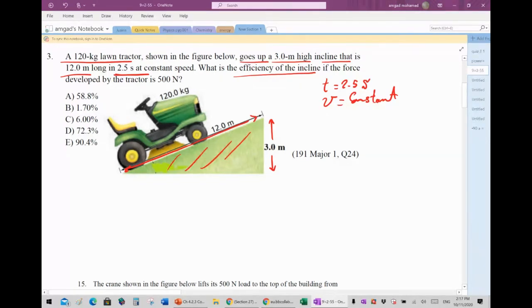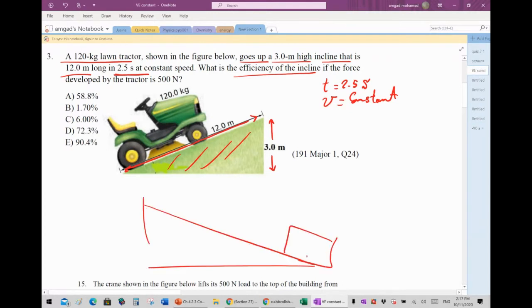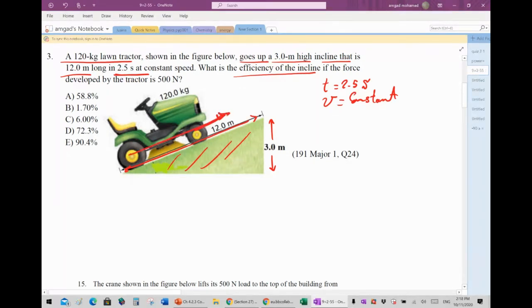Consider this incline as a machine, for example. Do you remember when we discussed the inclined plane and somebody pushes a box on this incline? Consider it similar. What is the efficiency of this incline if the force developed by the tractor is 500 Newton? The force that pushes the tractor up is 500 Newton. So here you need to get the input work and the output work.